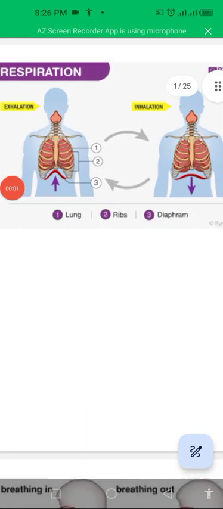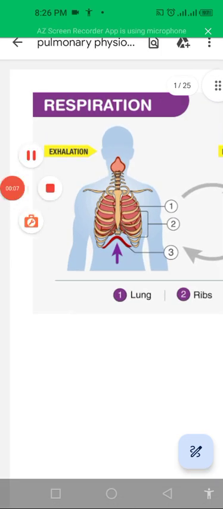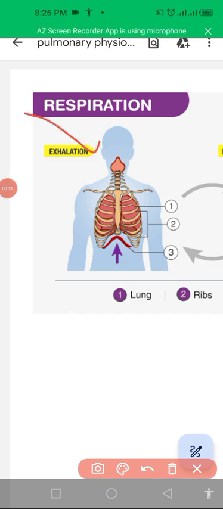Okay, welcome everyone. So now we are going to look at respiratory system physiology. The respiratory system is involved in two types of breathing: expiration, when we exhale air out of the body, and inspiration, when we inhale air into our body. That is known as the respiratory phases.